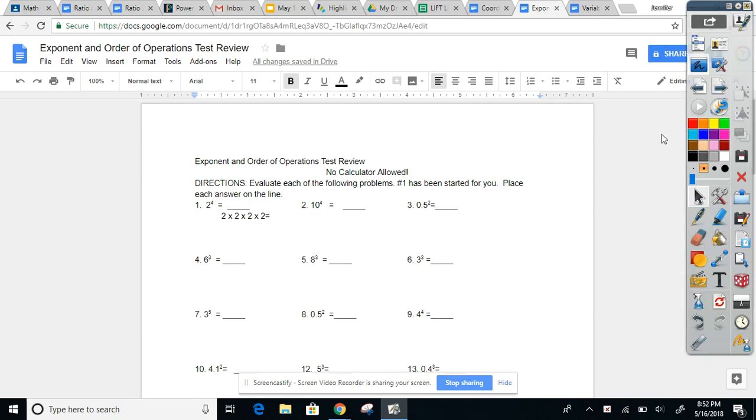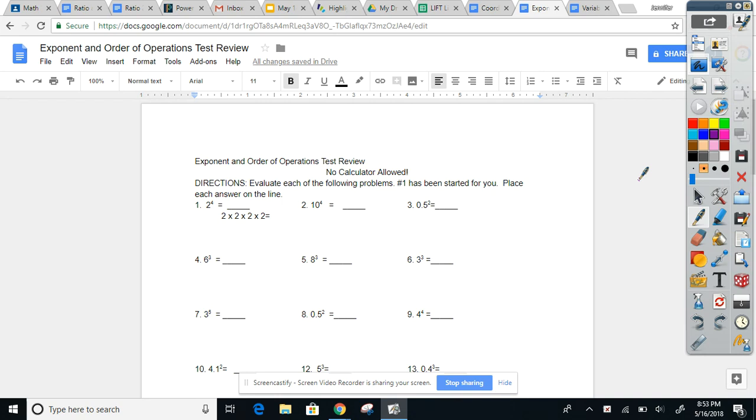All right, so we're going to talk about exponents and order of operations a little bit. Number one, it says 2 to the fourth power. That is not 2 times 4. That is 2 times 2 times 2 times 2. And no, I do not want you using a calculator.